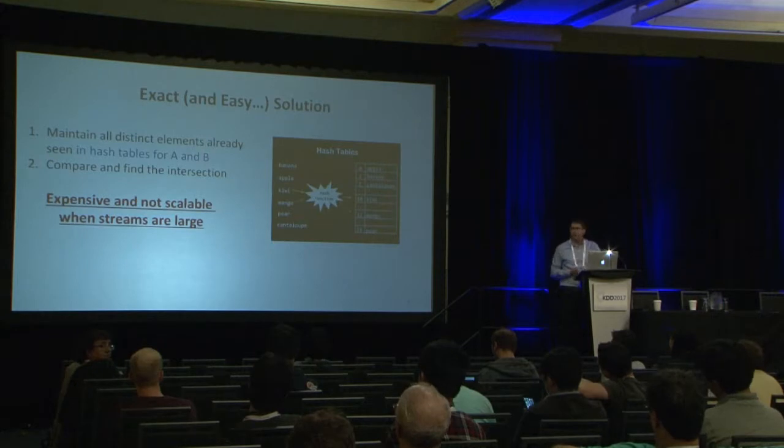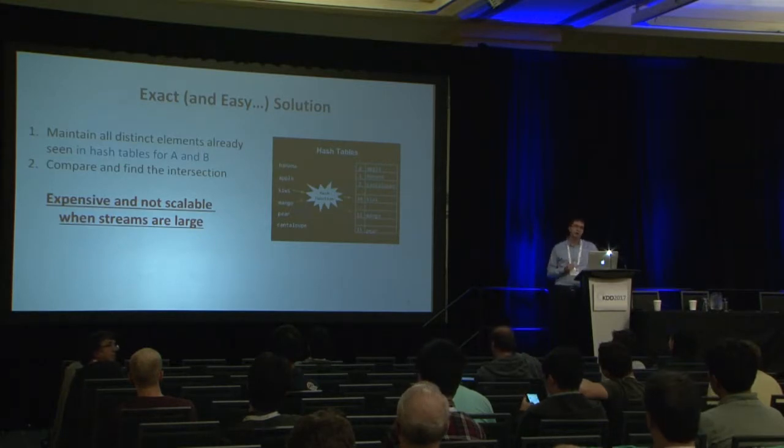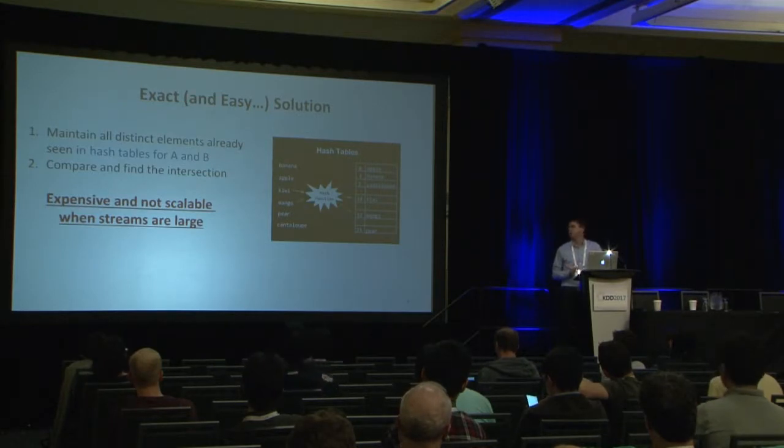It's very easy to find an exact solution by maintaining all distinct elements already seen in A and B in hash tables, and then comparing these two to find the exact intersection. Though it's easy and exact, it's very expensive and not scalable when the streams get large.